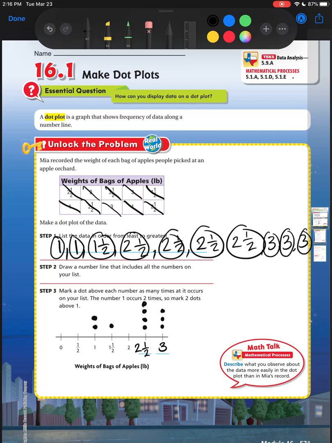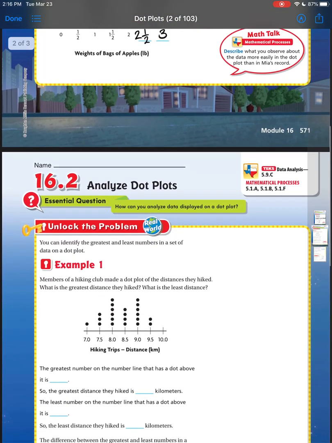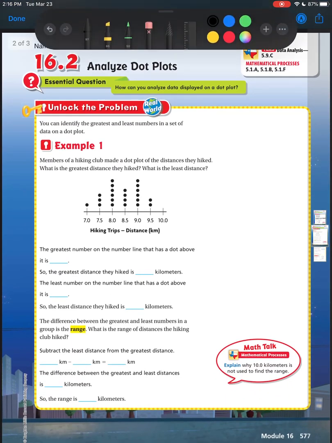As we can see, no bags of apples weighed 0, half, or 2 pounds, but they only weighed 1, 1.5, 2.5, or 3 pounds. 2.5 has the greatest frequency because it has the most dots above it. So that is how we create a dot plot. Now let's look at some dot plots that are already made, and we're just going to answer some questions about them.